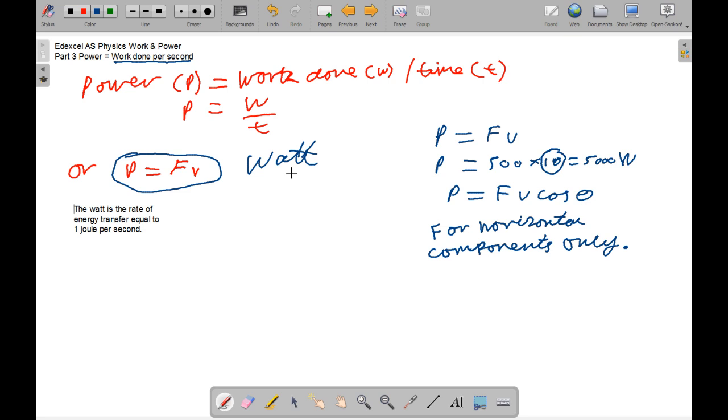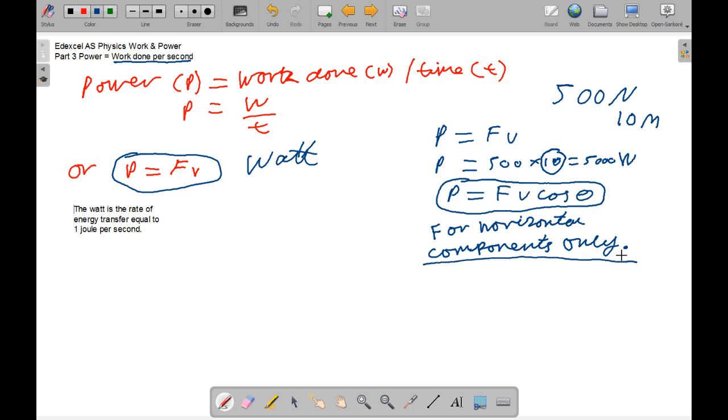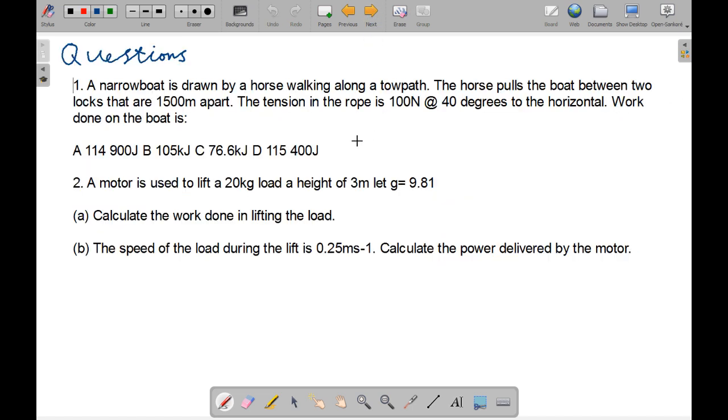So if we look at this P equals Fv example, if I had a force of 500 newtons and I moved it 10 meters, then I would get 5,000 watts out of it per second. You can also use this arrangement for horizontal components only, and most questions will say whether it's a horizontal component or not. So we'll have a look at some questions now.